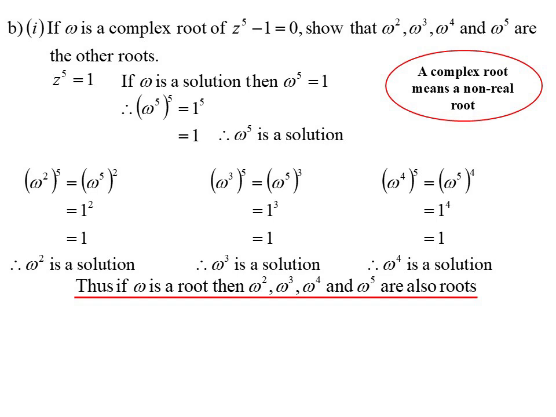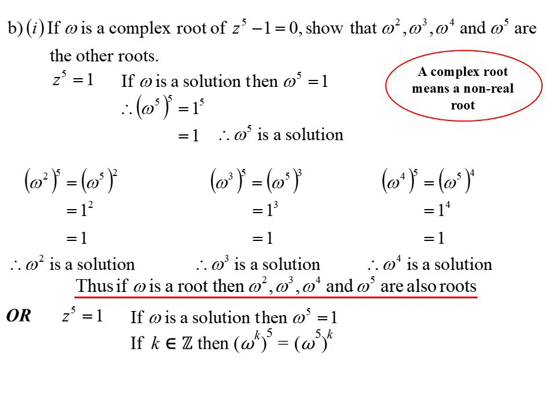A quicker way of doing that is to do it like this. Alright, we know z to the power of 5 is equal to 1, so we still say yes, that means omega to the power of 5 must equal 1, because we know omega is a solution. We still do that. But instead of playing around with omega squared, cubed and 4, I just go omega to the power of k, where k is some integer.